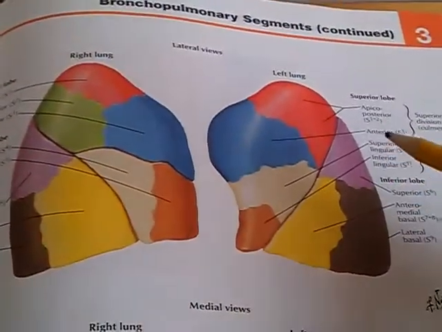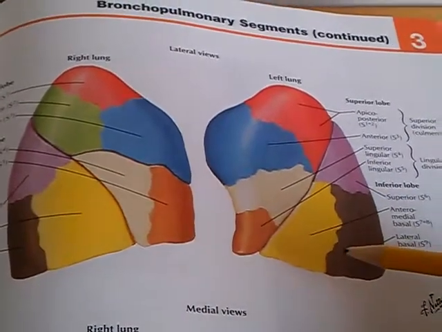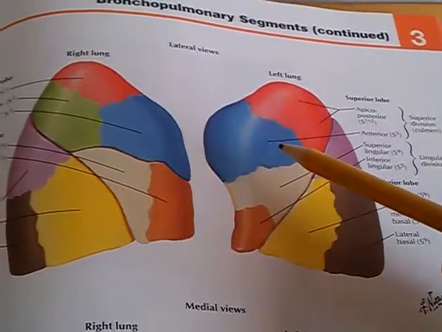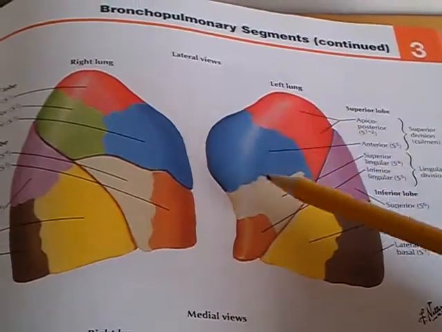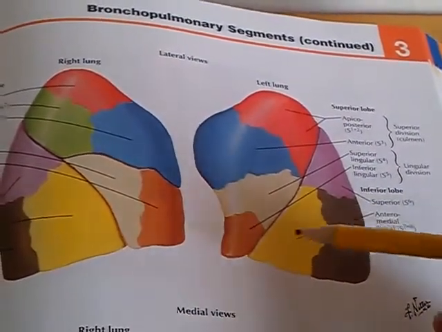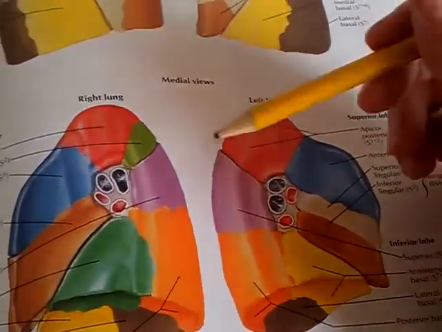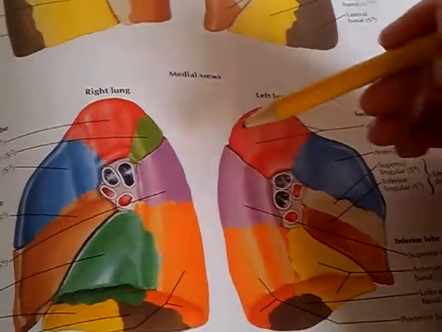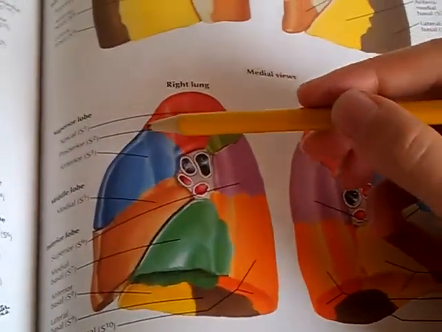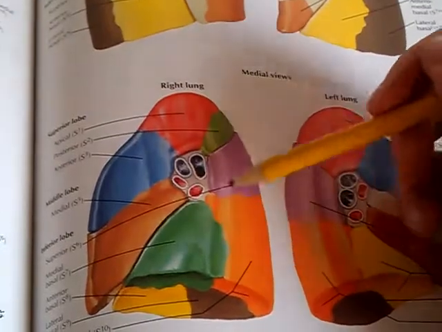The left lung is divided by oblique fissure into superior and inferior lobe. The superior lobe is divided into 4 to 5 segments, and the inferior lobe is divided into 5 segments. This is inferior lobe, this is superior lobe. This is superior, middle, and inferior.